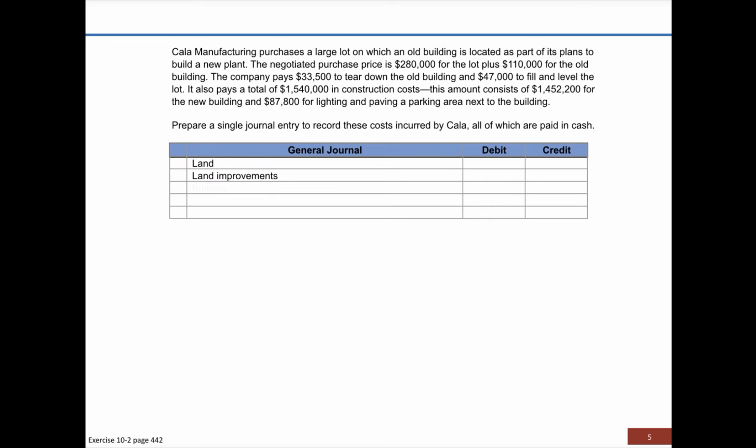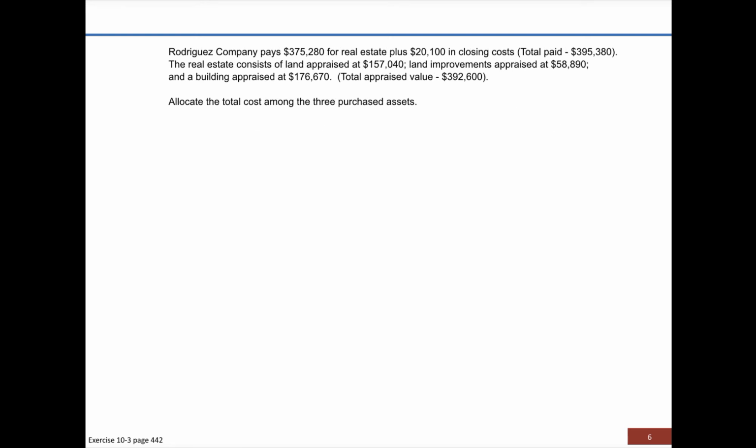All right. Let me get back here. All right. Rodriguez Company pays $375,000 for real estate, plus $20,000 in closing costs, for a total of $395,380. Of that, the real estate consists of land appraised. Okay, so this is a very similar question.